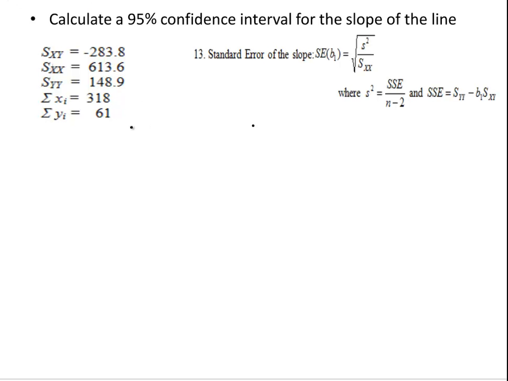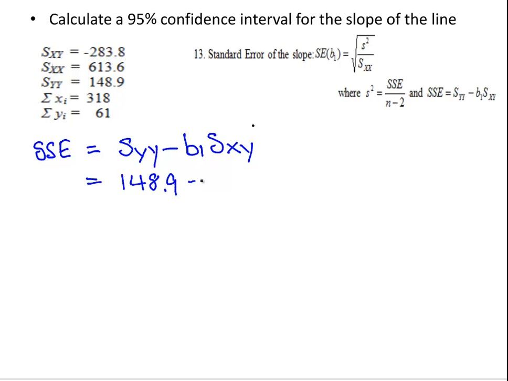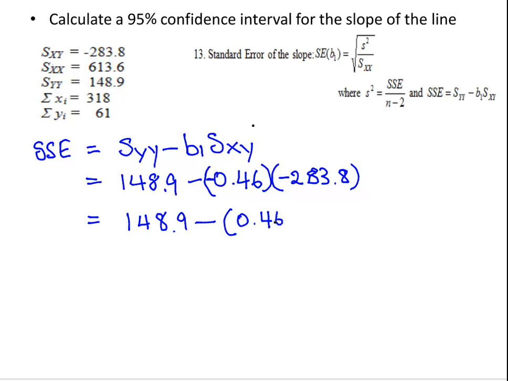So first off, SSE is equal to SYY minus B1 times SXY. What we do here is 148.9 minus 0.46 times SXY, which is... sorry, we have two minus signs here, and also we're going to multiply that by another minus value, 283.8. So we have a minus times a minus times a minus, so it's a triple negative. Just to simplify it and take out the triple negative, it is 148.9 minus 0.46 times 283.8. Working that out in your calculator, you should get a value of 18.